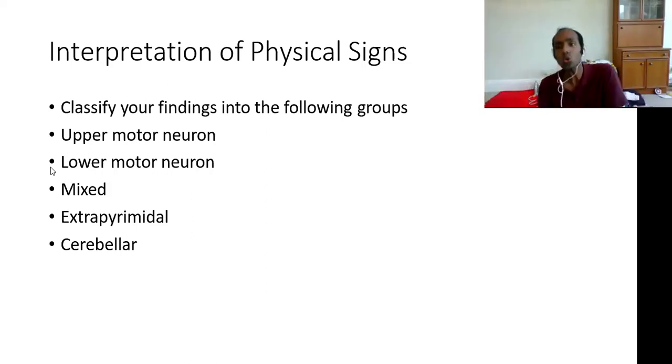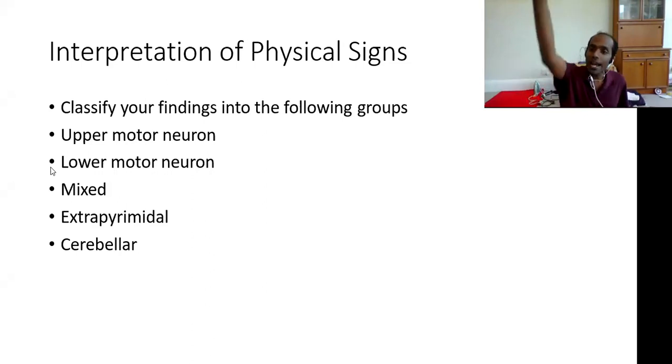Then, number 2, all the findings you get are lower motor neuron signs. Third, you get a mixture of upper motor neuron signs plus lower motor neuron signs. That can happen. Then you get extrapyramidal signs like Parkinson's. You have seen patients and had lectures, right? So you know the tremor and rigidity, the mnemonic that you have been taught, TRAP, T-R-A-P. When you examine the patient's upper limbs, you will get cogwheel rigidity and you will see the tremor. So are these extrapyramidal signs? Are these cerebellar signs that you get?